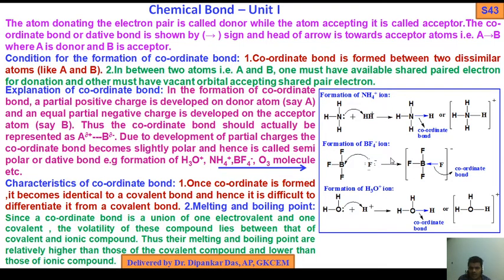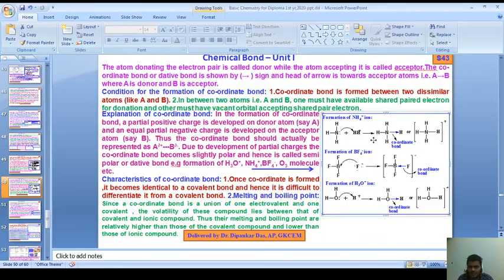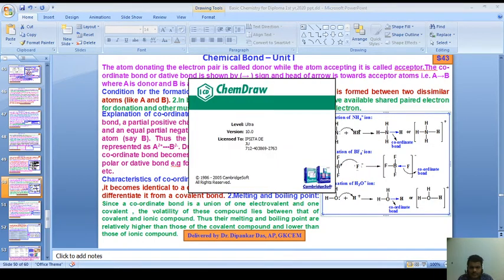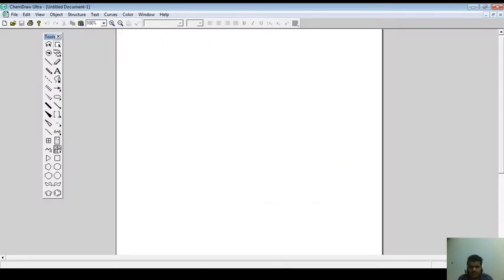Now come to here, how coordinate bond is formed. Here ammonia molecule, NH3, having a lone pair of electrons. Again the same, here it will be H plus. Again the same thing. How is it possible?